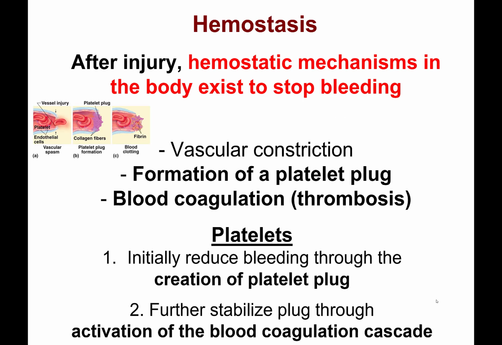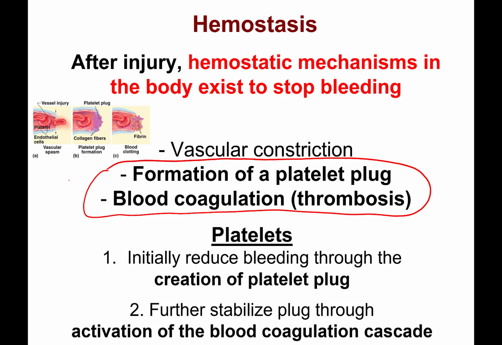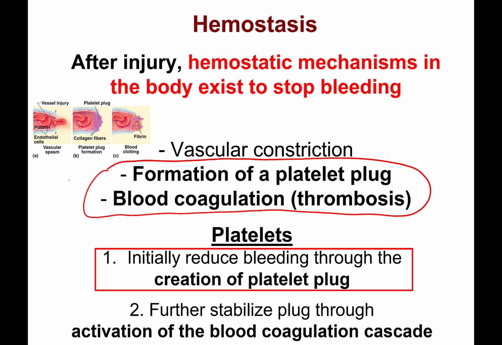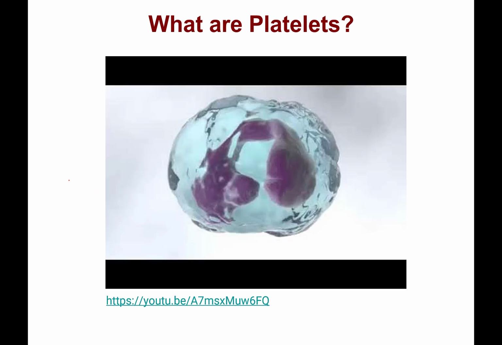So after an injury, hemostatic mechanisms serve the purpose of stopping bleeding. And this is accomplished three ways. First is vascular constriction, but then our focus is going to be on these two bolded ones, the formation of a platelet plug, and then blood coagulation, also known as thrombosis. So the two elements with platelets we'll be talking about are first, they initially reduce bleeding through the creation of a platelet plug, and then they further stabilize that plug through activation of the coagulation cascade. So platelets really have a key role in hemostasis.